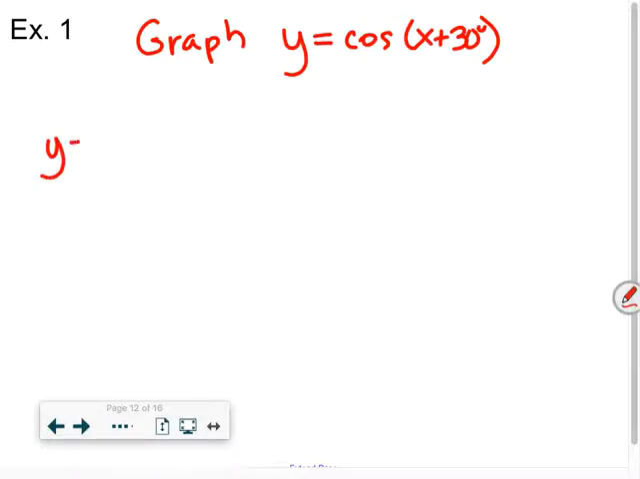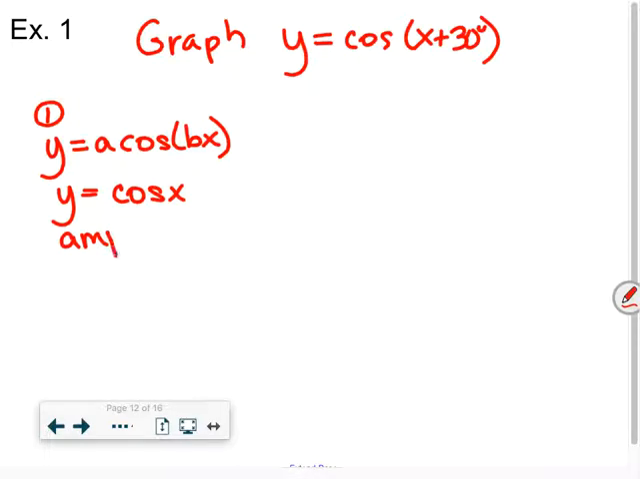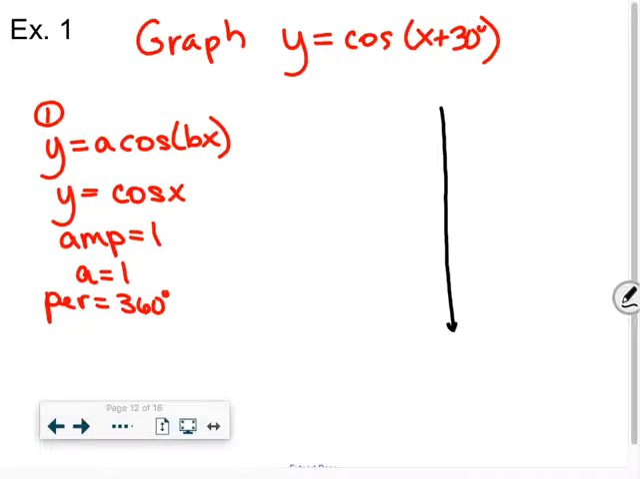We know how to do this in radians, if it appears in radians. So what you do is you start with step one, graph y equals a cosine bx. So in this case, it's y equals cosine x. Amplitude is 1, a is 1. The period length is 360 over B, so in this case, that's 360, because B is 1. And this is actually the same setup as sine. We did sine last week, and now we're working on cosine. The essential difference is our starting point.